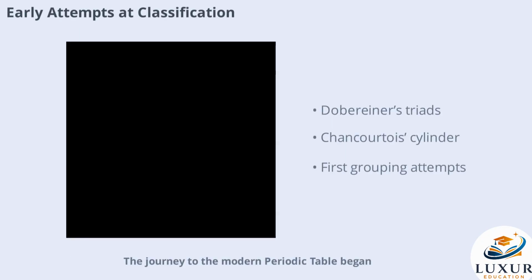The journey to the modern periodic table began with early attempts to group elements by their properties. Johann Döbereiner noticed that certain groups of three elements, called triads, had similar properties and that the middle element's atomic weight was about halfway between the other two. Although this law of triads worked for only a few elements, it was a crucial first step. Later, Alexandre-Émile Béguyer de Chancourtois arranged elements by increasing atomic weights in a cylindrical table, highlighting periodic recurrence of properties. These early efforts set the stage for more refined classifications.